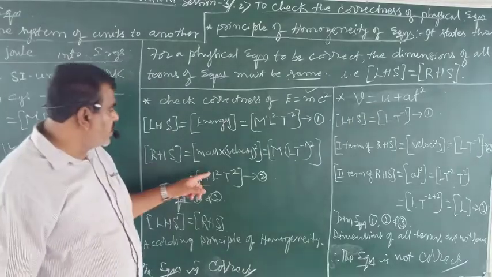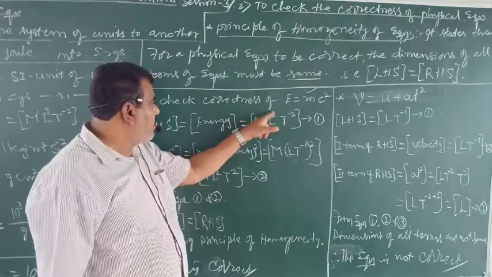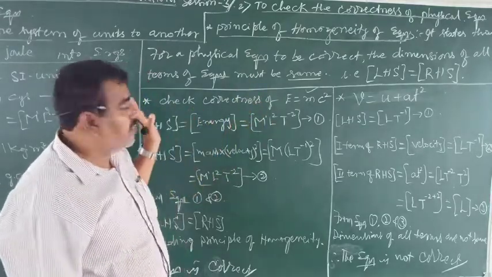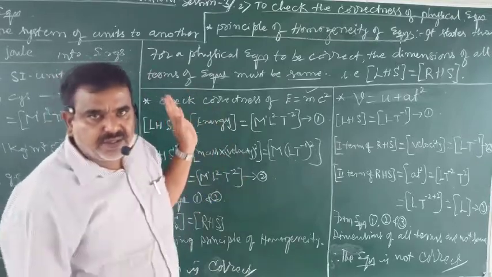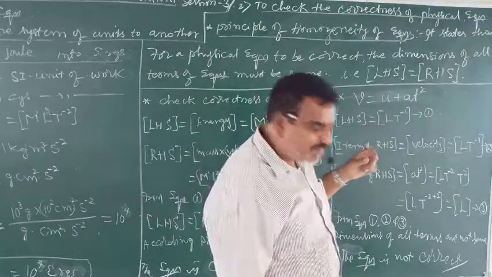So, if the dimension of this and this, any one of them is different, here too, if we have one here, the equation is wrong. Such equations don't exist in physics. Okay? So now let us move to the next example.